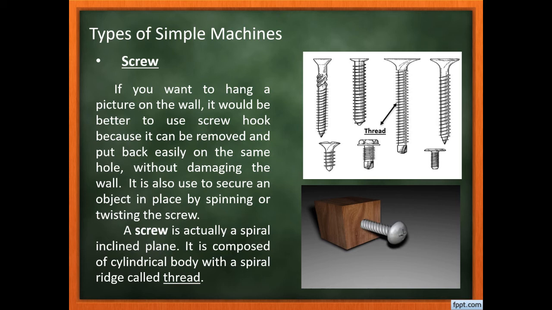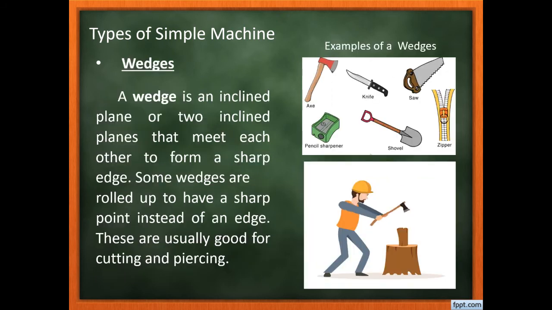Next to screw, we have the wedges. A wedge is an inclined plane or 2 inclined planes that meet each other to form a sharp edge. Some wedges are rolled up to have a sharp point instead of an edge. These are usually good for cutting and piercing. Examples of wedges are an axe, knife, saw, pencil sharpener, a shovel, and a zipper.